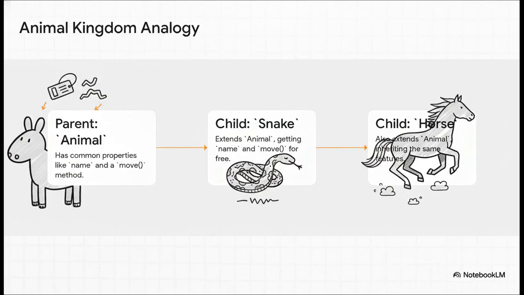Honestly, the best way to think about it is with biology. You could have a parent class called animal, right? And it would have properties and methods that all animals share, like a name or a move method. Then you can have child classes, like snake and horse. They automatically get the name and the ability to move, but then they can add their own special stuff. The snake class might add a slithering method, and the horse adds a galloping method. See? You build on what's already there.